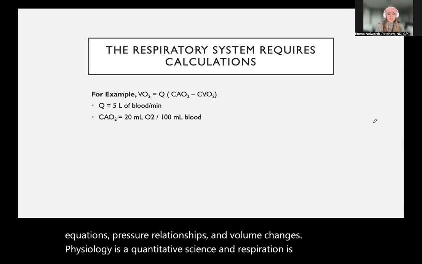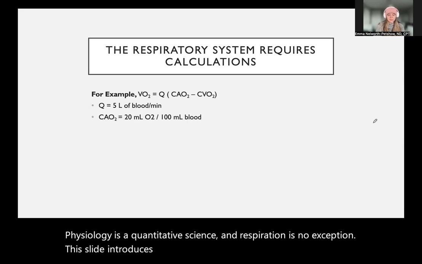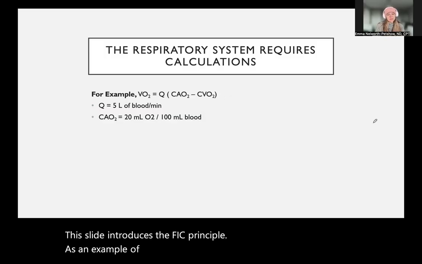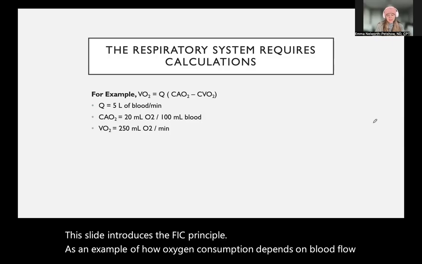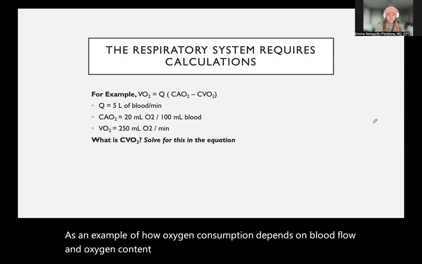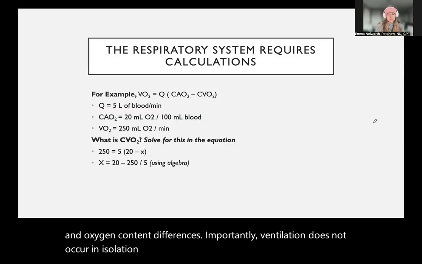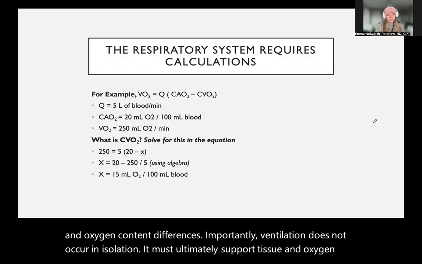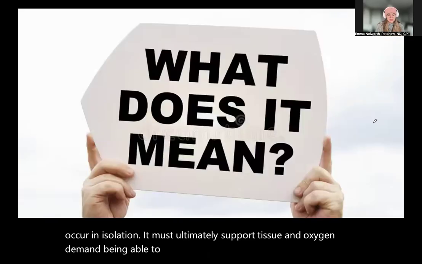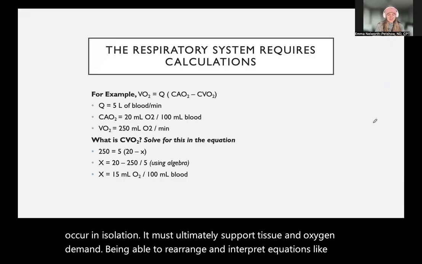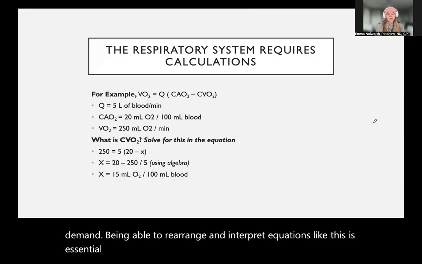This slide introduces the Fick principle as an example of how oxygen consumption depends on blood flow and oxygen content differences. Importantly, ventilation does not occur in isolation. It must ultimately support tissue and oxygen demand. Being able to rearrange and interpret equations like this is essential for understanding exercise physiology, shock, and cardiopulmonary disease.